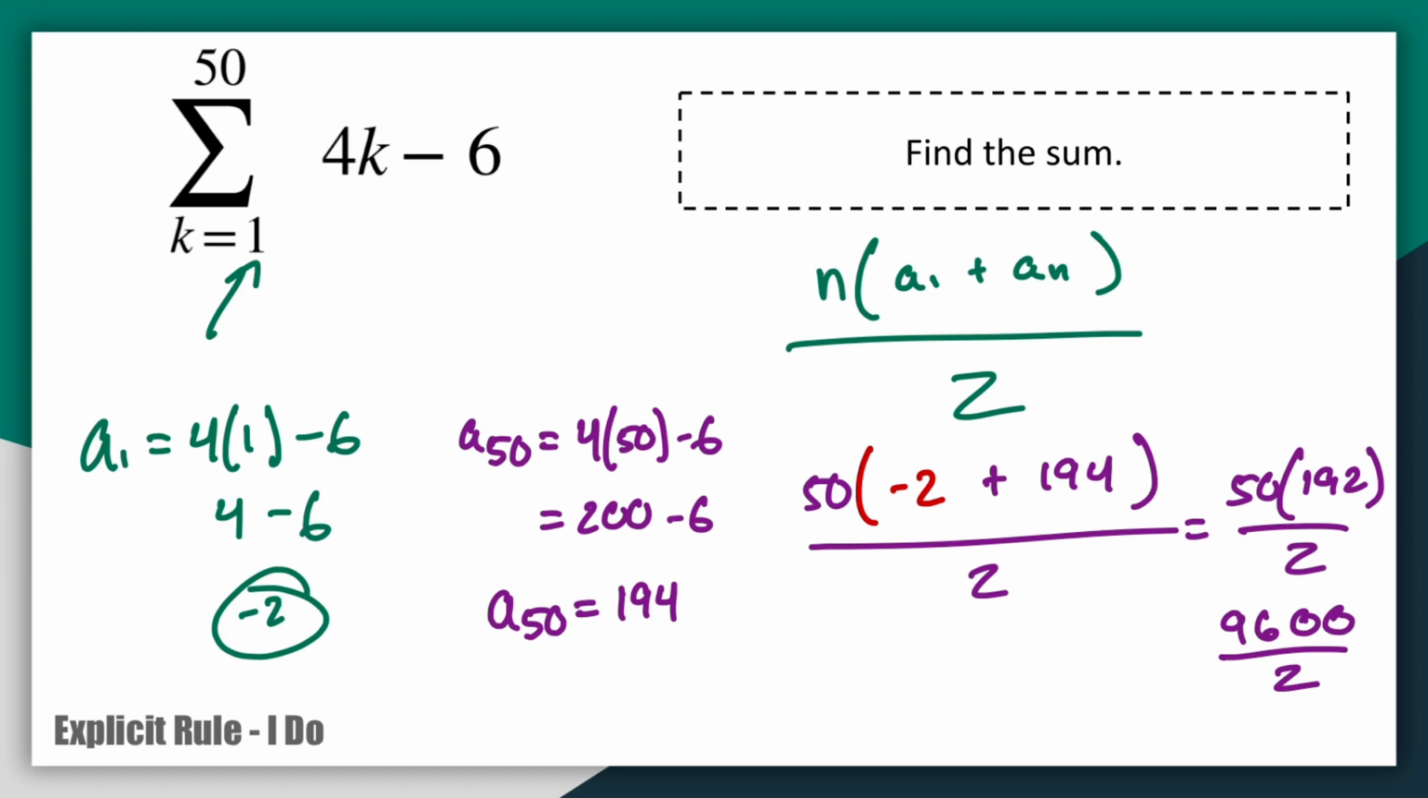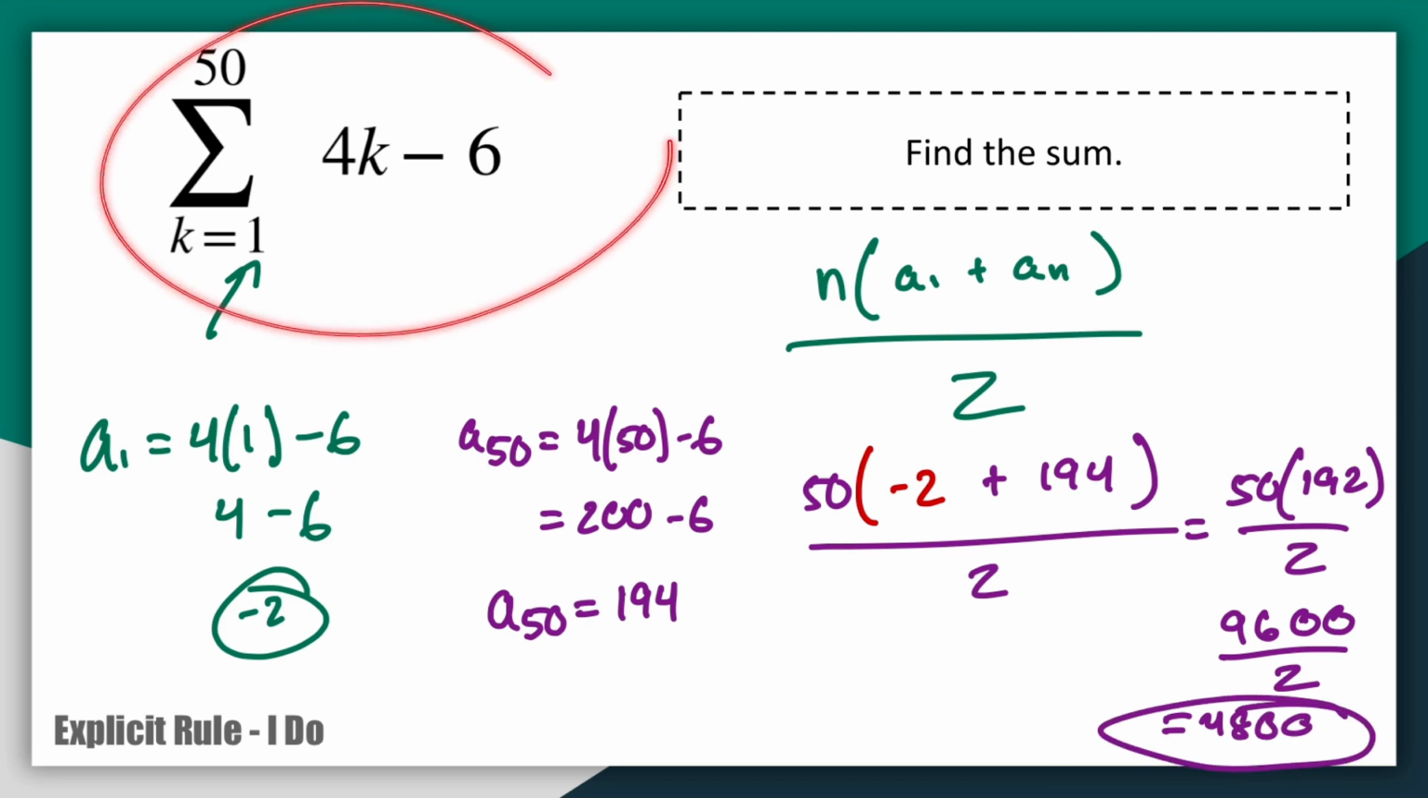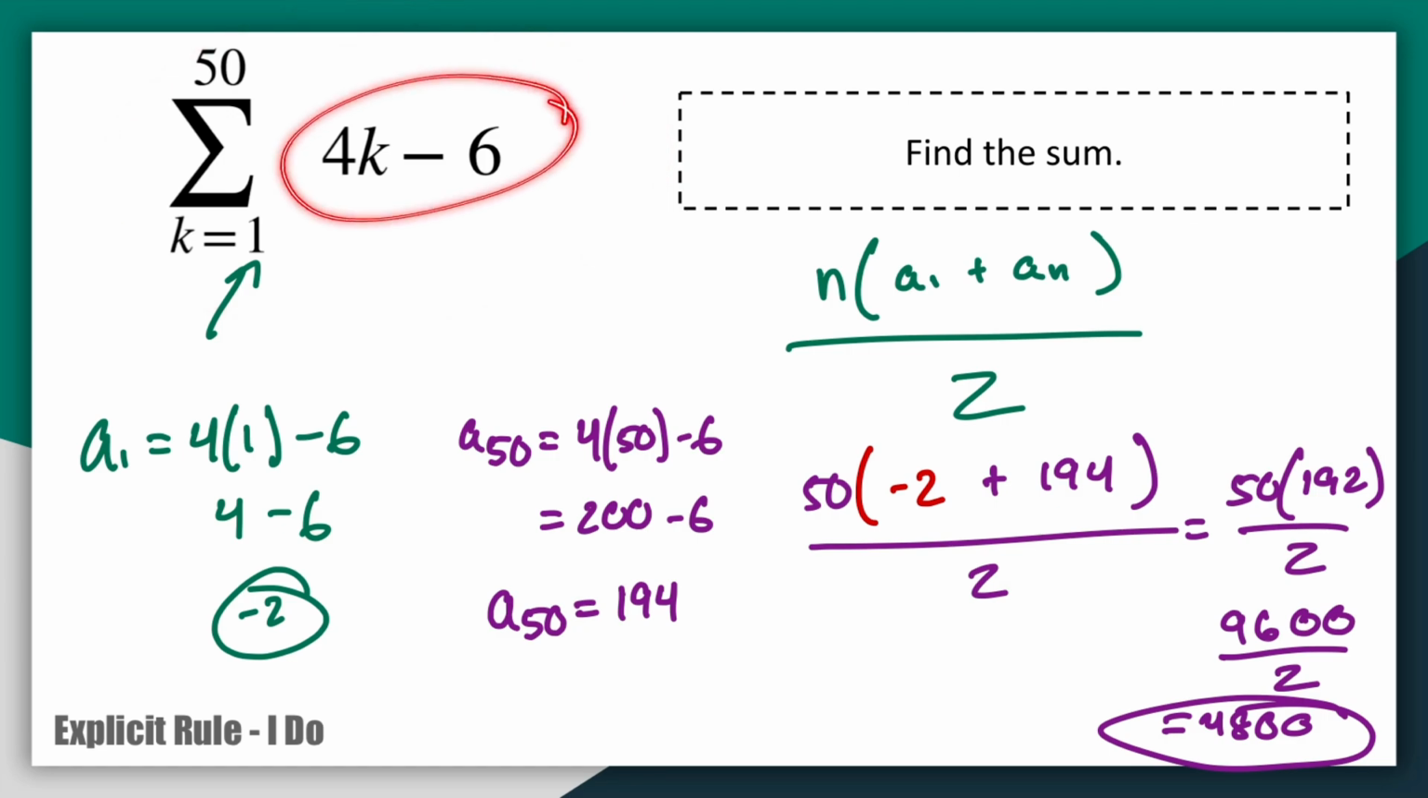Yeah, that's right. And then we divide that by 2, and we get 4,800. Okay? And so this whole series right here, the sum of this rule, which models an arithmetic sequence from 1 to 50, is 4,800.